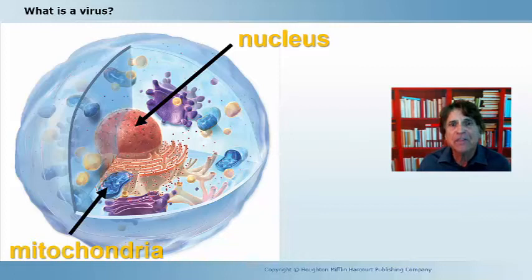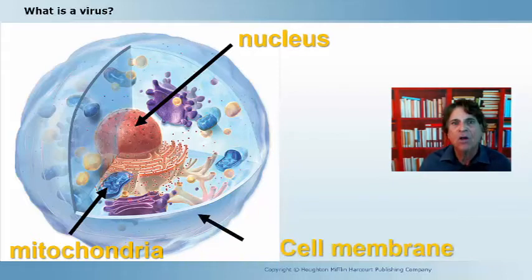Another cell part that you're probably familiar with is the mitochondria. And the mitochondria are the cell powerhouses. These are the parts of the cell that release the energy which is used to power the cell processes and keep it alive. Another part of that cell is the cell membrane. It is the outer living covering of that cell. And that cell membrane controls what goes into the cell and what goes out of the cell.